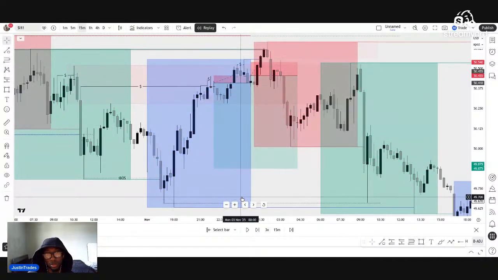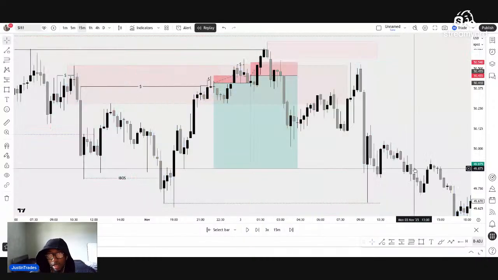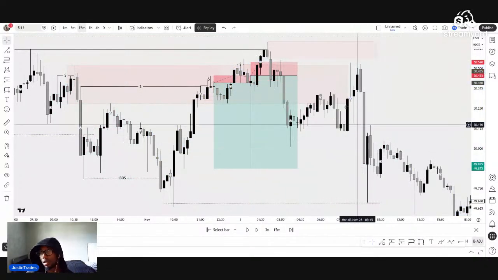Both these trees, Asia and London. I ain't gonna lie, that's something that I'll add in later. That's something that I just need to start paying attention to, the sessions. I feel like there's really something I need to pay attention to, like the sessions.